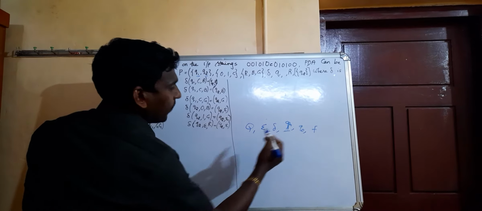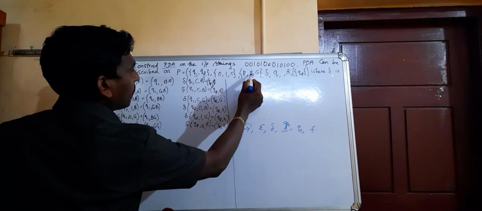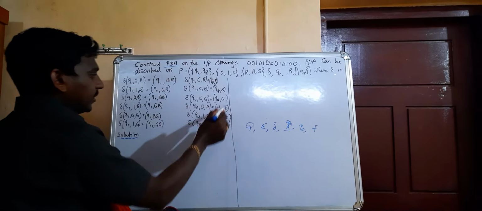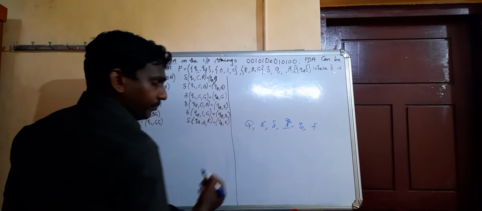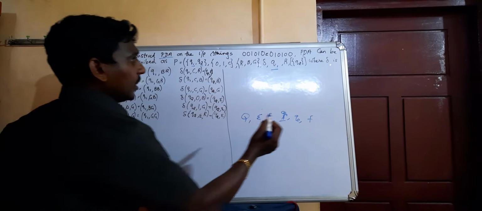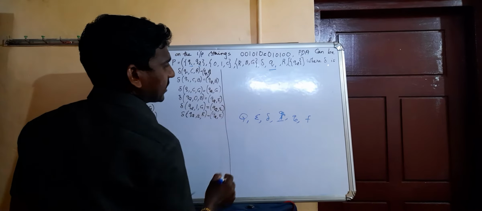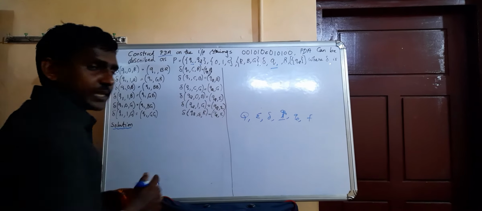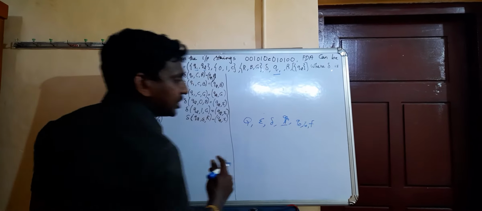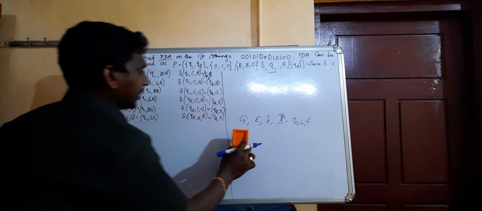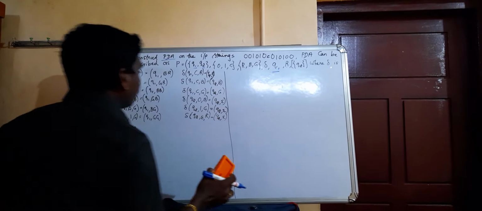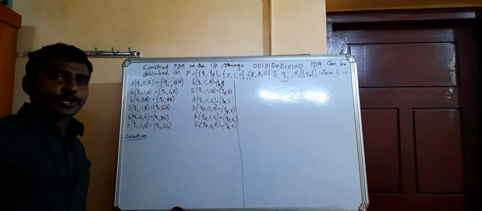What is rho? The stack symbols. What are the stack symbols? R, B, G. Delta should be given by the transition function. Q0 is the starting state; Q1 is the starting state. What is F? That is the accepting state. And one more tuple, the start of the stack, which I can mention as Z0. The parameters are given like this, and they are asking us to construct the PDA.